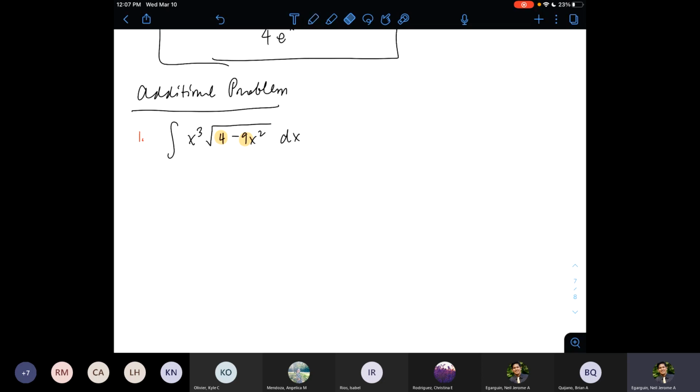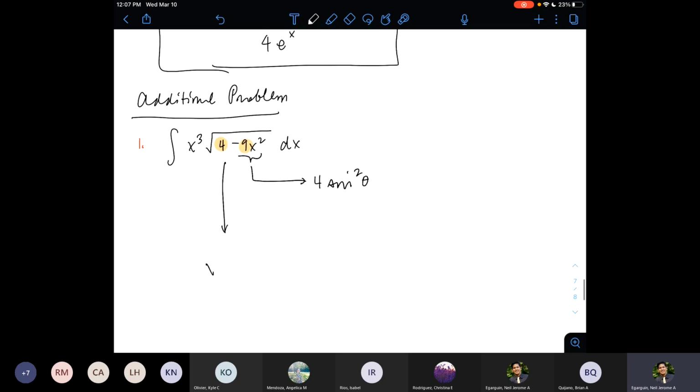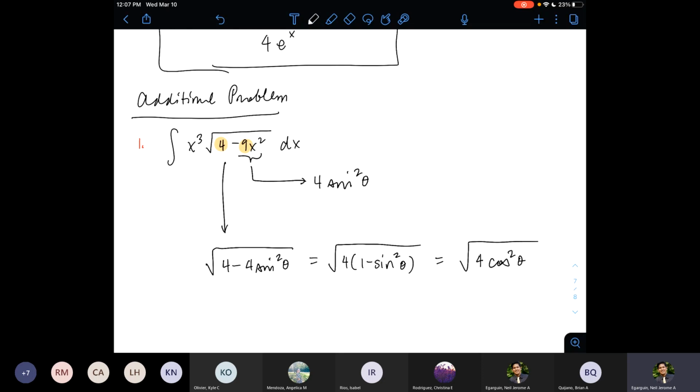But essentially what you want to happen is that you want 9x squared to be replaced by 4 sine squared theta, right? That's our hope. Because if that happens, then the radical will be 4 minus 4 sine squared theta. You can factor out the 4 and be left with 1 minus sine squared theta, and the Pythagorean identity will tell us this is 4 cosine squared theta, right? That's what we want to happen.